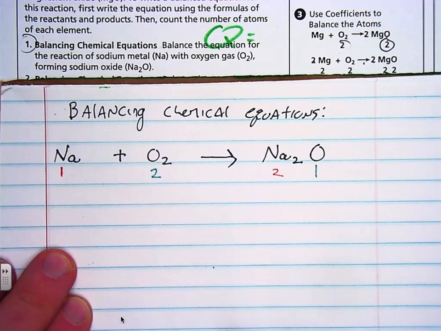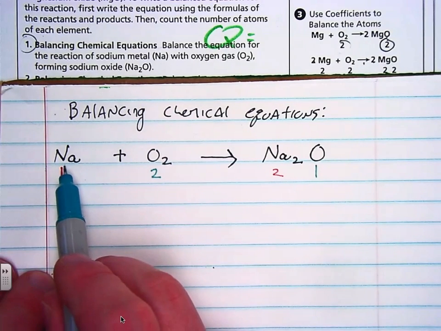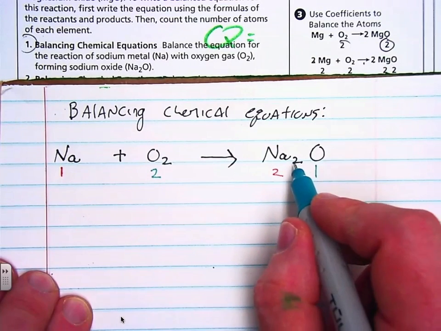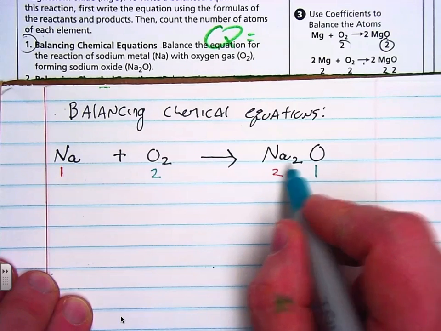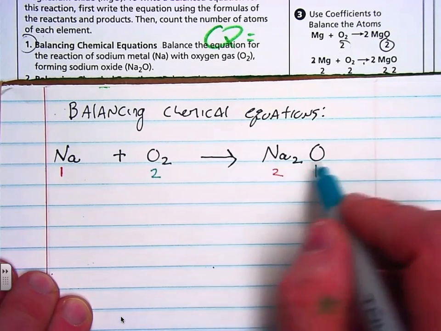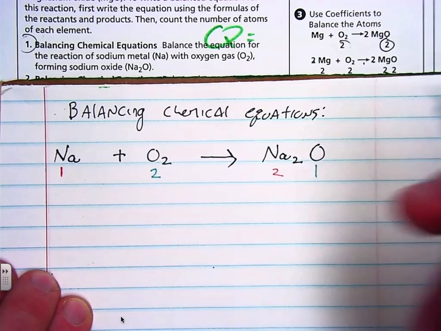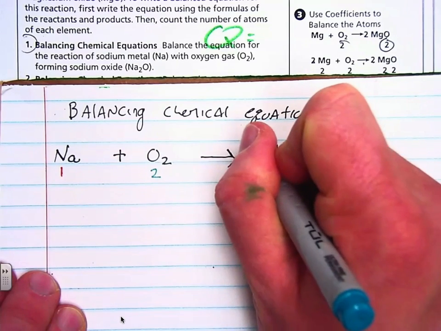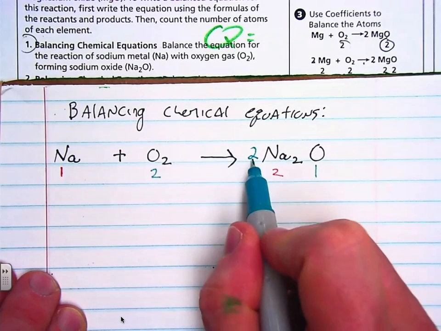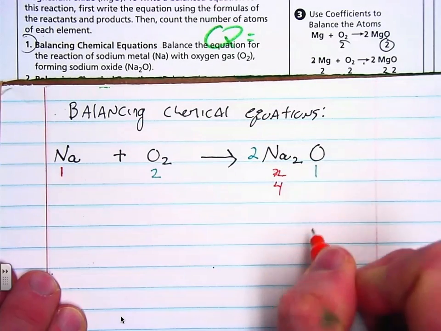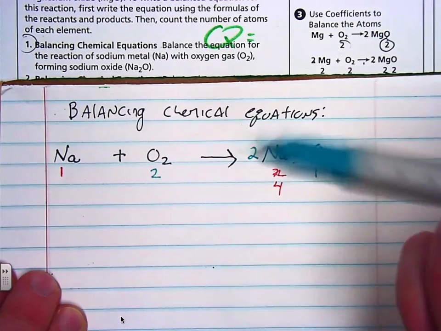All right, now we're going to use coefficients to balance out the atoms. Well, 1 sodium here, 1 sodium here and 2 sodiums here. All right, 2 oxygens here and 1 oxygen here. I think we can add a coefficient here to make the oxygens balance out. All right, so if we add a coefficient here, that now means we have 2 times 2, so that makes 4 sodiums. And now we have 2 oxygens.